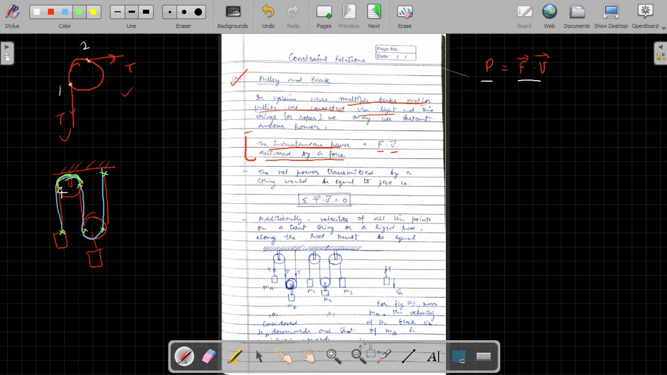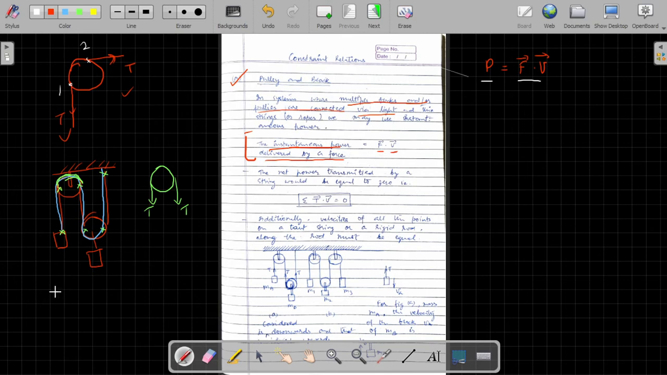What we want is the power delivered to the pulley. So to the pulley, the tension acts in this direction and that direction. The internal tension gets cancelled out, and only these two tensions are usually considered. So this is the idea.